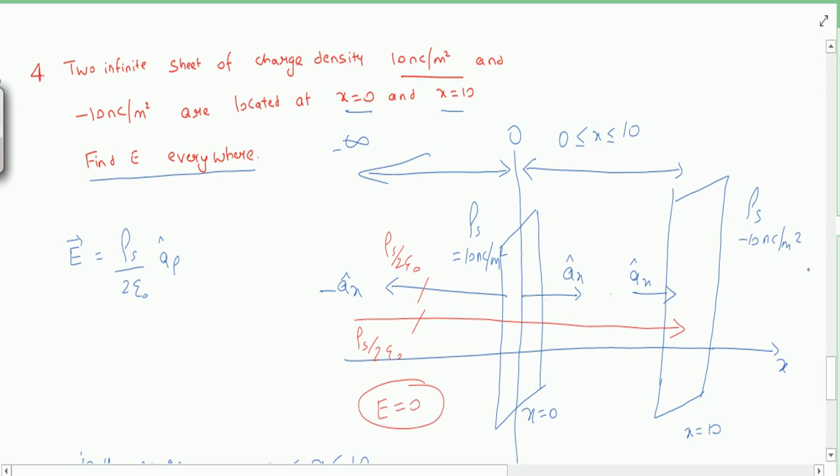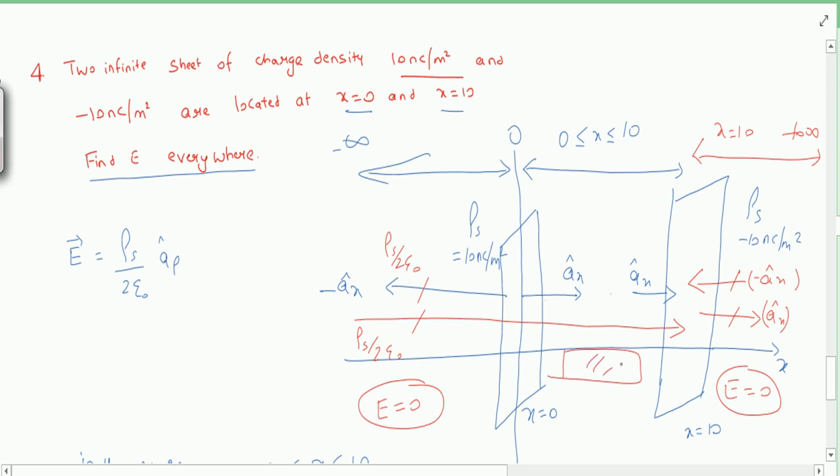Similarly here also, from x equals 10 to infinity, the electric field direction for the negative surface charge will be in this direction, it is minus ax cap, and for this surface it will be in this direction. So this is minus ax cap, this is plus ax cap, and the value will be the same, rho s by 2 epsilon naught for both the fields, so they will also cancel each other. So what is the electric field here also? It is 0. So the only electric field present is in the region between the plates. So this is the solution for this question.